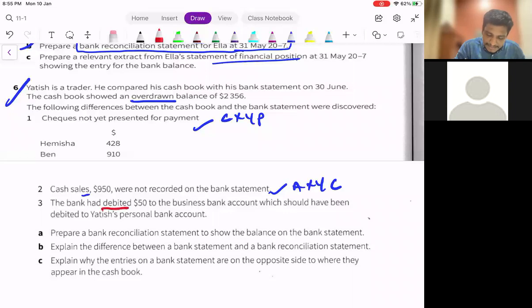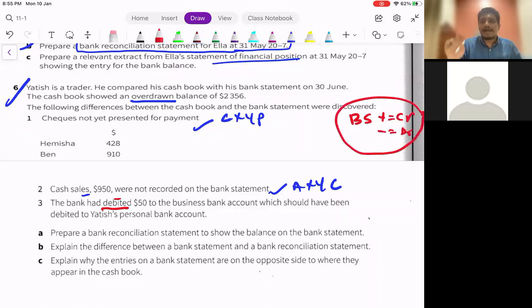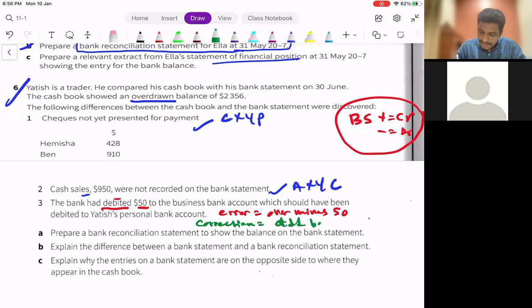So debited means they minus, because on the bank statement plus means credit, minus means debit. Remember, these are bank statement: plus means credit, minus means debit. So here they say debit means they minus 50. So it means they over minus. Now the correction, what you need to do? The correction is you need to add back 50 because they over minus. They should not minus, but they mistakenly minus. So we need to add back.